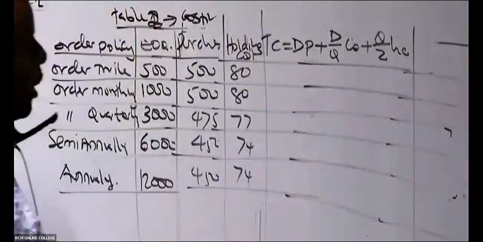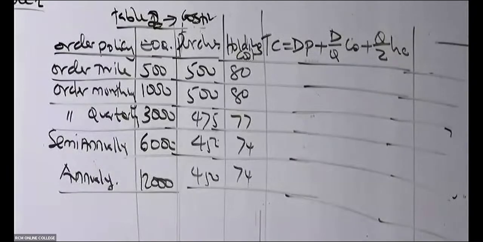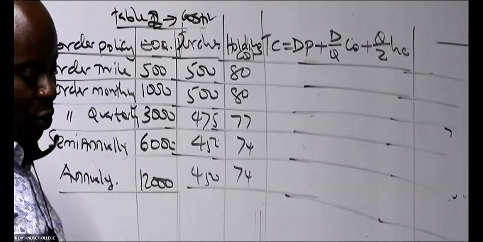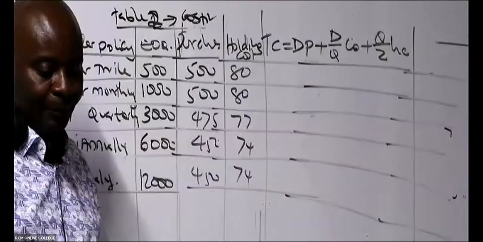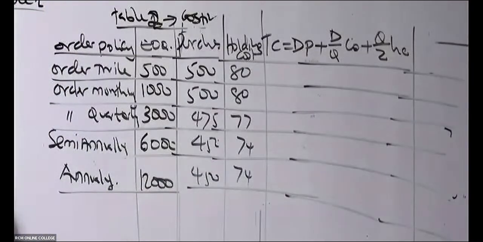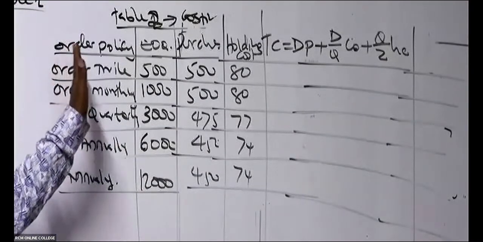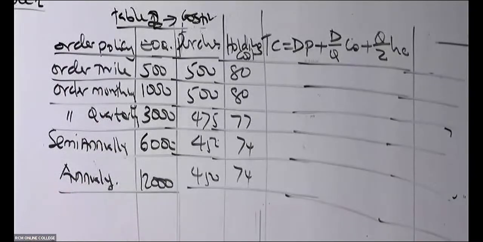Yeah, so please draw up to here. And once you finish up to here, indicate to me that now you are ready for us to start posting our costs. Total cost is DP plus D over Q CO plus Q over 2 HC. Once you're ready, because you see, unlike me, you guys are copying from scratch. It may take you a few more minutes.